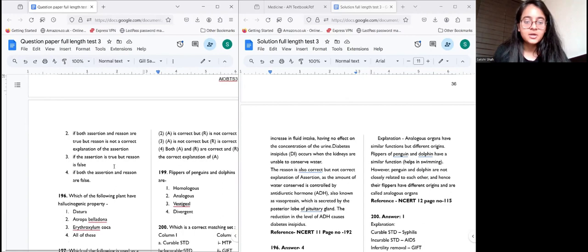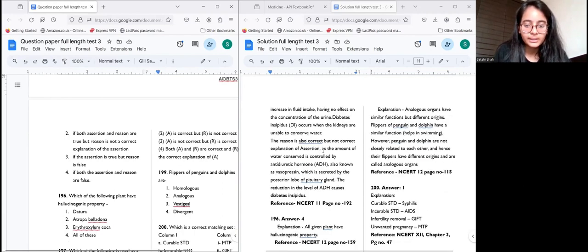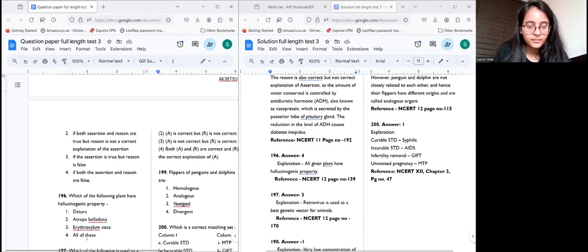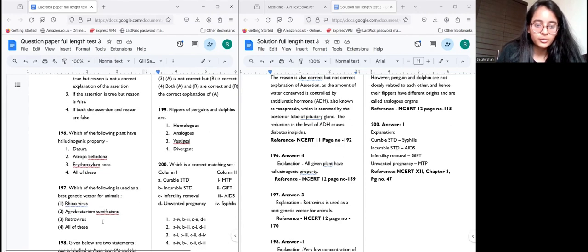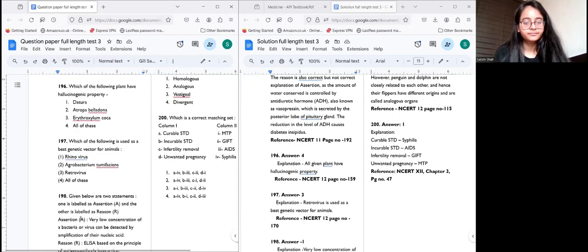For 196, which of the following plants have hallucinogenic property? The answer for this is option number 4, that is Datura, Atropa belladonna, and Erythroxylum coca. All of these have hallucinogenic properties. Okay, which one of the following is used as the best genetic vector for animals? The answer is retroviruses. This is an NCERT line. Please try to remember it. Okay, vector. So basically, they're used to transmit the DNA.